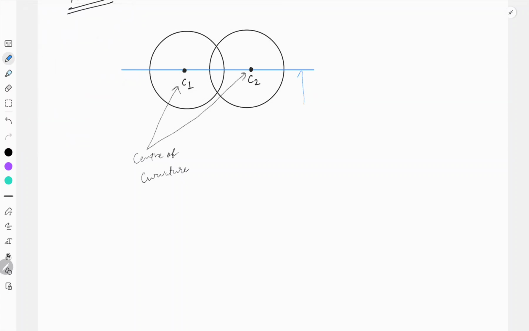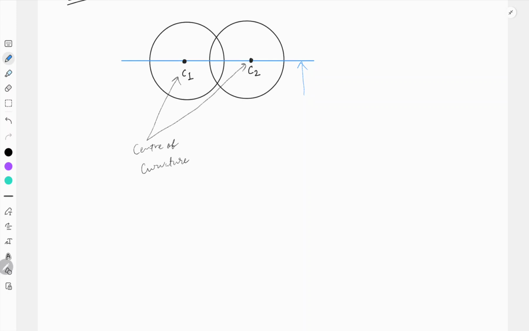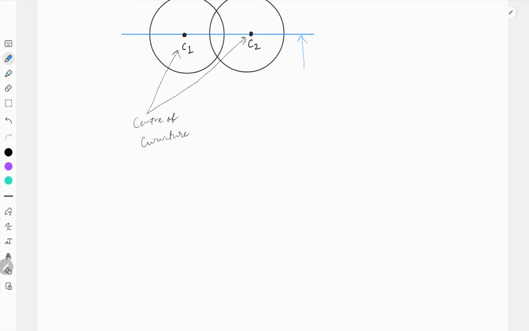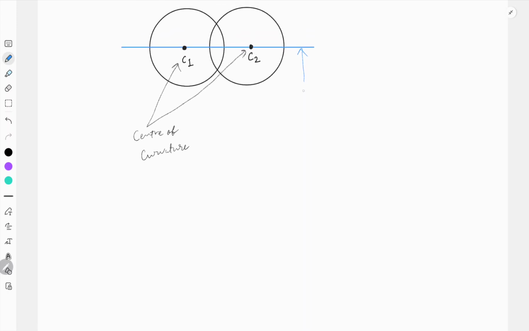What is this line called? An imaginary line passing through the two centers of curvature of a lens is called the principal axis, right? This is called the principal axis. Okay, so two definitions are done.